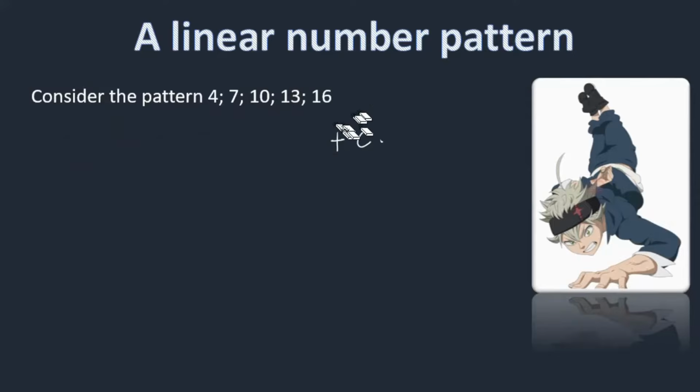Basically, in linear patterns, we are saying that the numbers should be the same units apart. Like to move from 4 to 7, we added 3, right? From 7 to 10, we added 3. From 10 to 13, we added 3. And here we also added 3, right? So whatever we are doing, either through addition or subtraction, it must be the same, right?